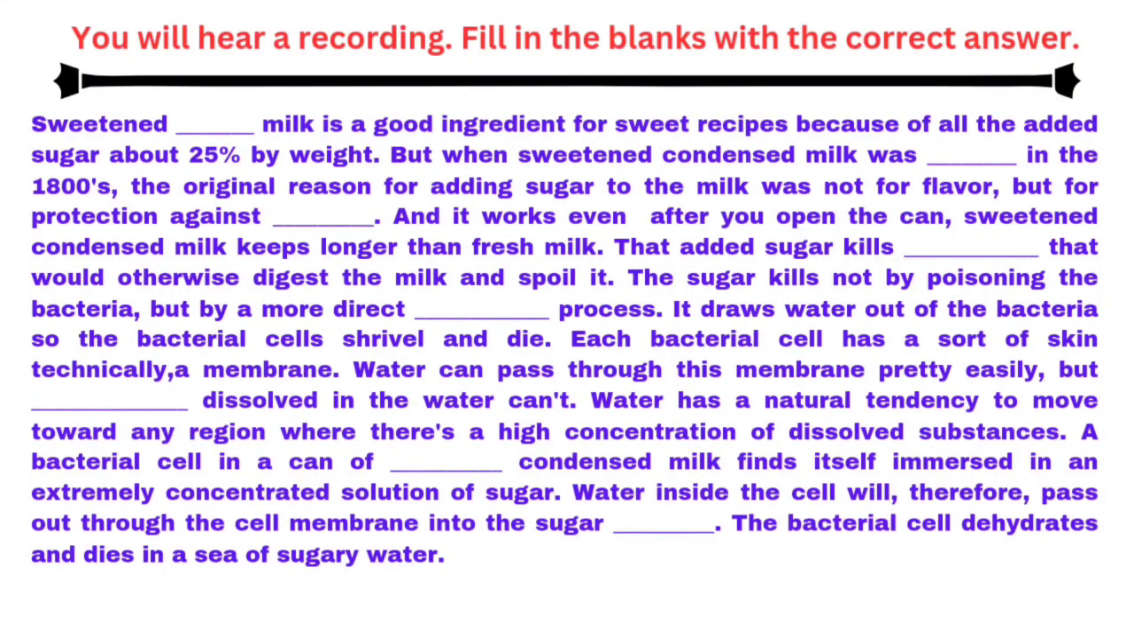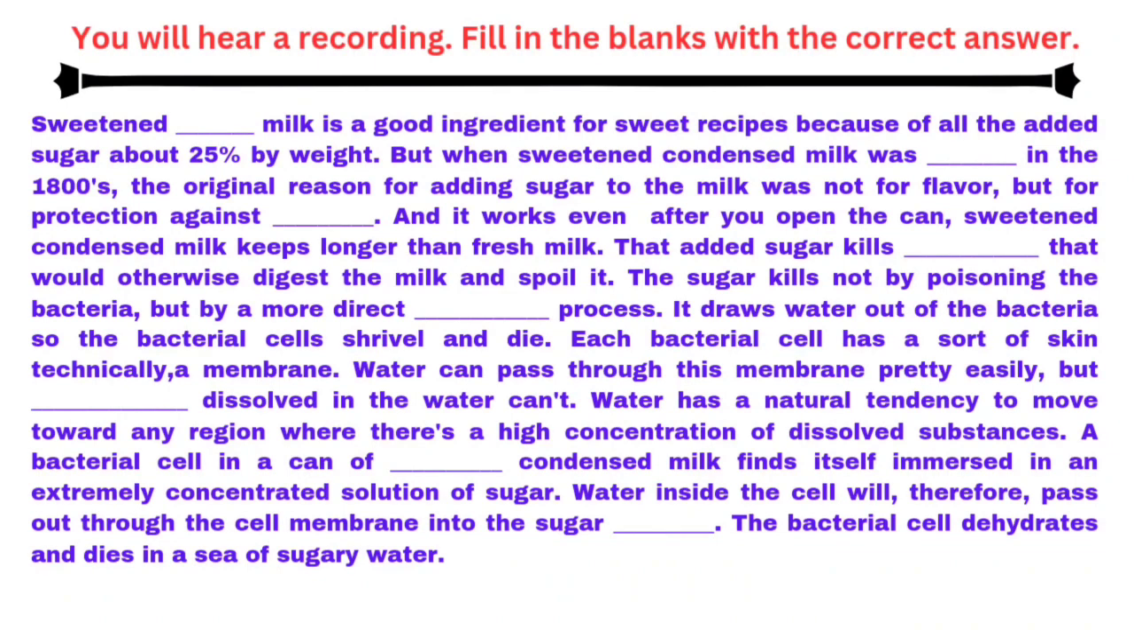Sweetened condensed milk is a good ingredient for sweet recipes because of all the added sugar, about 25% by weight. But when sweetened condensed milk was invented in the 1800s, the original reason for adding sugar to the milk was not for flavor, but for protection against spoilage. And it works even after you open the can. Sweetened condensed milk keeps longer than fresh milk. That added sugar kills bacteria that would otherwise digest the milk and spoil it.